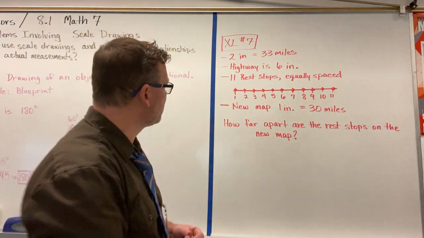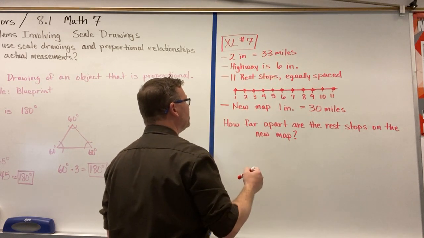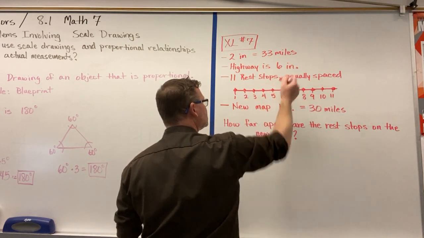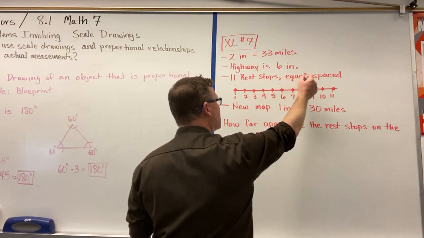So what I did was I wrote down the different aspects. We've got 2 inches equals 33 miles. The highway is 6 inches long on the map. There are 11 rest stops equally spaced.